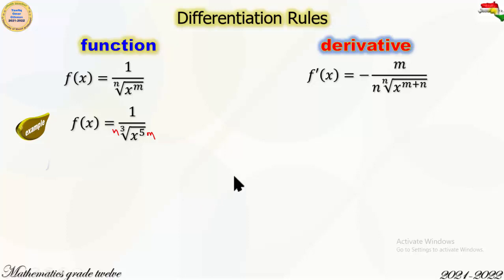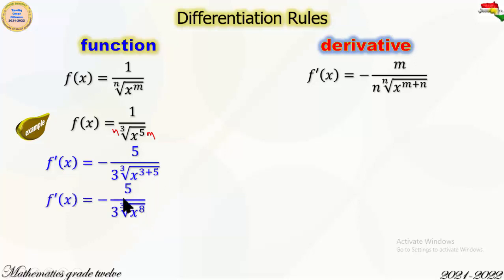Therefore, f prime of x is equal to minus m over n, the nth root of x to the power m plus n, where n is 3, over x to the power 3 plus 5, which equals minus 5 over 3 cube root of x to the power 8.